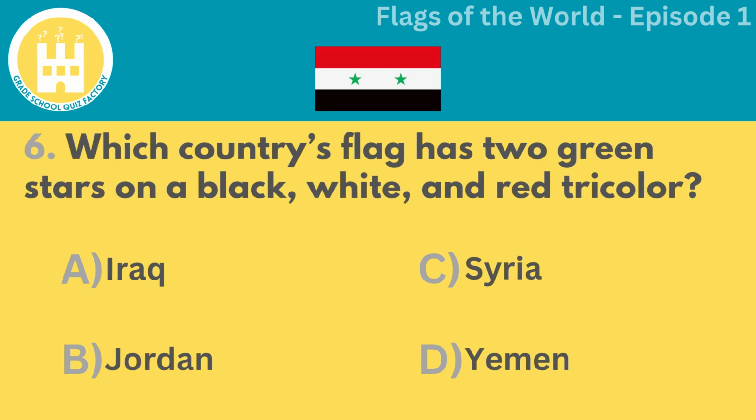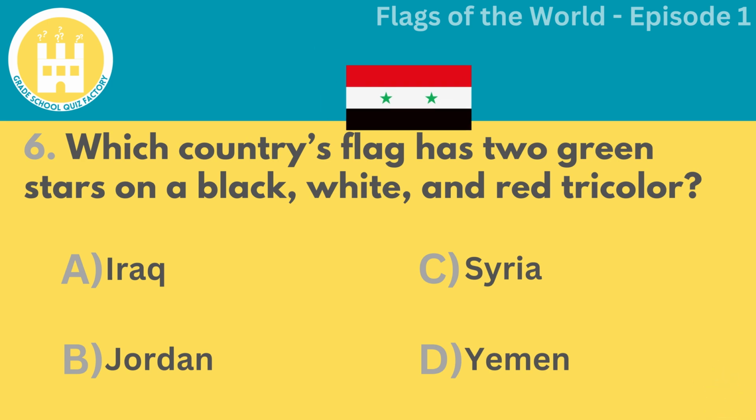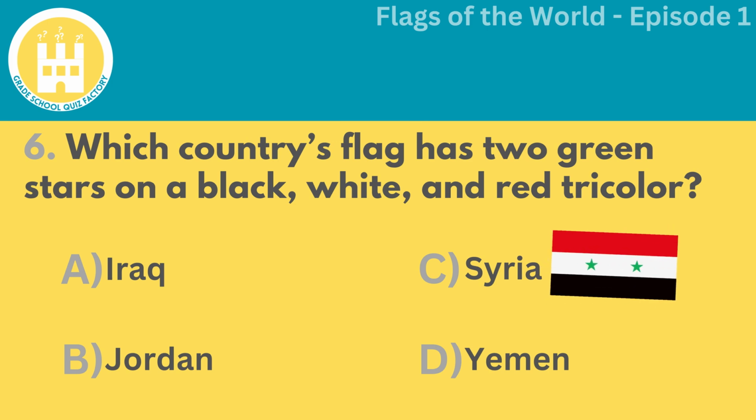Number 6. Which country's flag has 2 green stars on a black, white, and red tricolor? The answer is letter C, Syria.